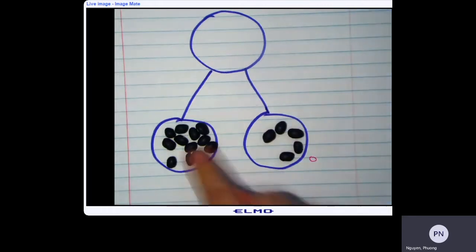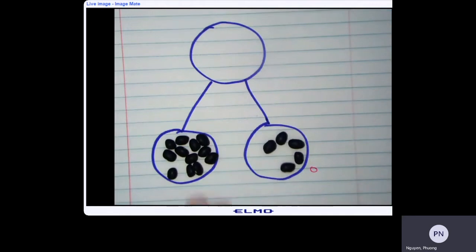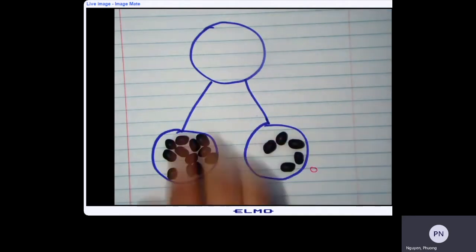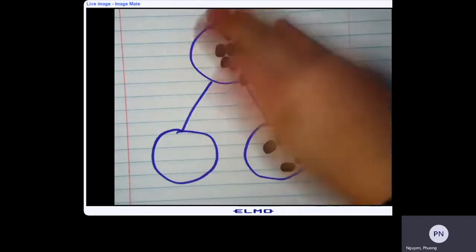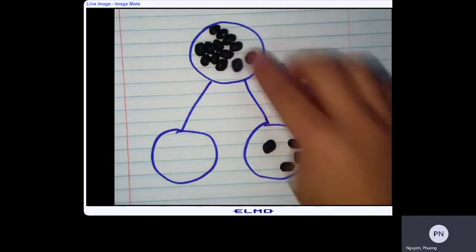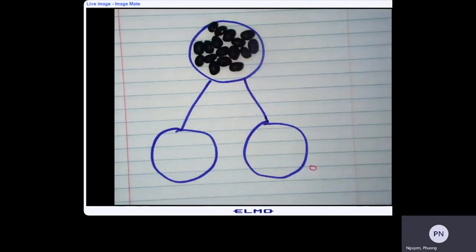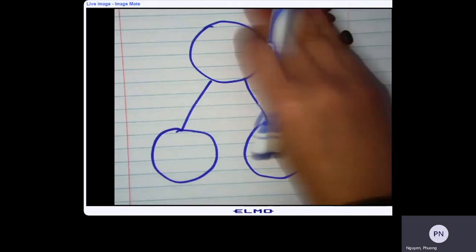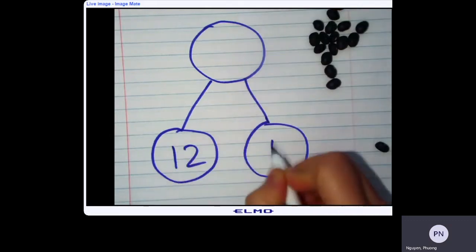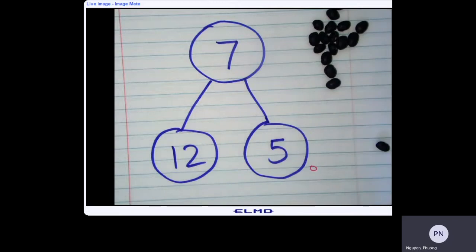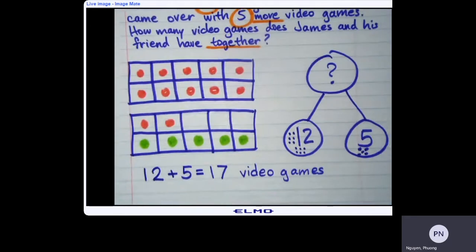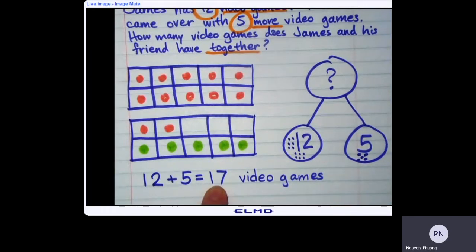And with the number bond, you're just going to push it over here to add it up. So I already know this is 12. I'm not going to count it again because I knew it was 12. So 12, and then 13, 14, 15, 16, 17. 17 video games. So 12, 5, 17. Okay. And here is the number sentence.